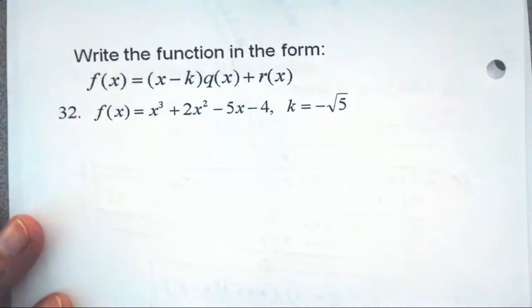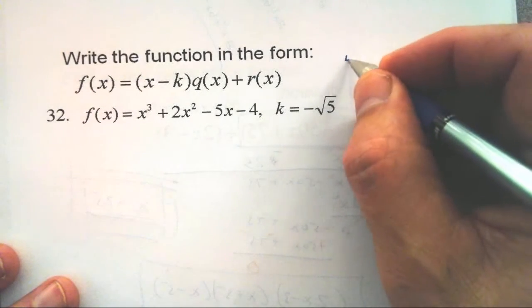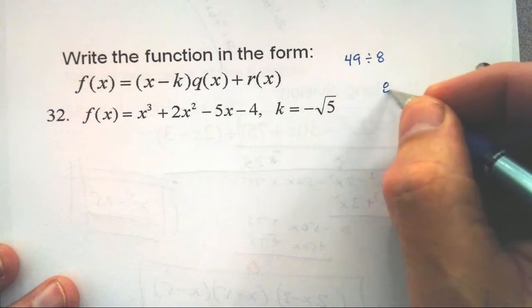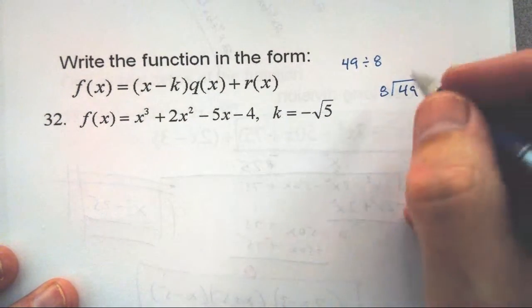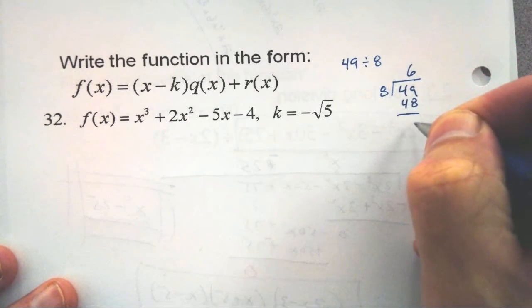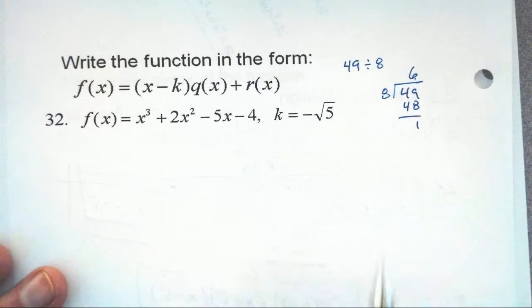Okay, number 32. This is kind of a weird problem. I'm going to set this up. Let's say we just had 49 divided by 8. So I go 8 into 49. It goes in 6 times, 48, with a remainder of 1. And we might write that's 6 and 1/8, or we might say it's 6 with a remainder of 1.